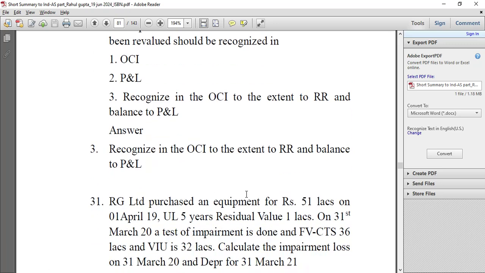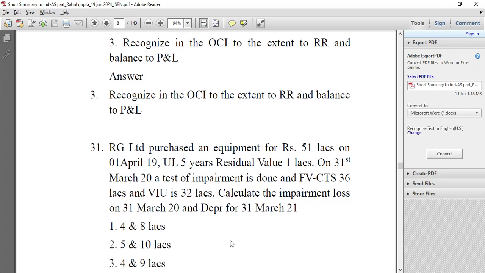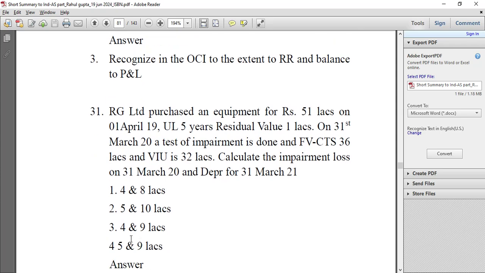RG Limited purchased an equipment for 51 lakhs on 1st April 19. Useful life is 5 years. Residual value is 1 lakh. On 31st March 20, a test of impairment is done, and the fair value less cost to sell is 36 lakhs, and the value in use is 32 lakhs. Calculate the impairment loss on 31st March 20 and the depreciation as on 31st March 21. Options: 4 and 8 lakhs, 5 and 10 lakhs, 4 and 9 lakhs, 5 and 9 lakhs.